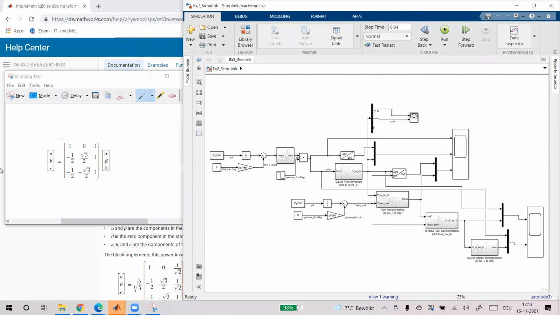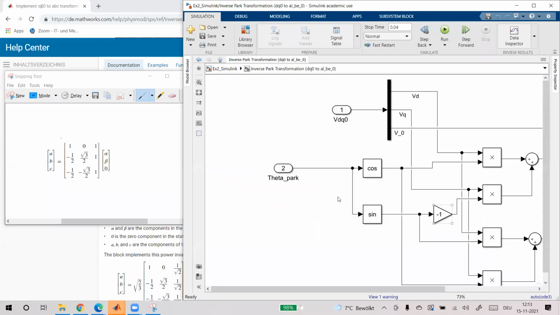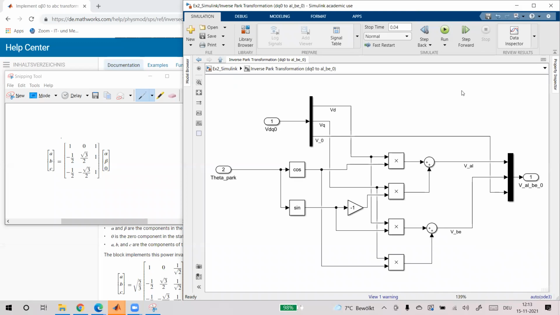Is everyone done with the Clarke transformation and inverse Clarke transformation? Here you can find the inverse Clarke transformation matrix. You can implement that also if you are done with the Clarke transformation. How can I see the result? I did the inverse. Just open that first. This is VDQ0 and this is V alpha beta 0.